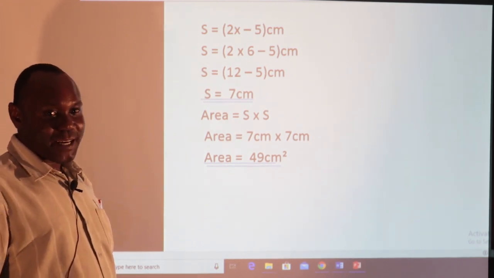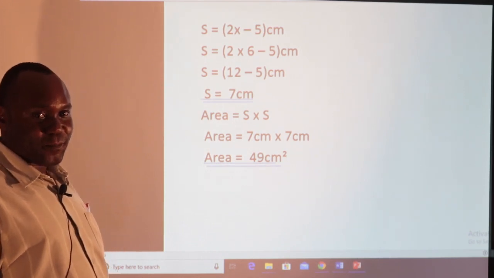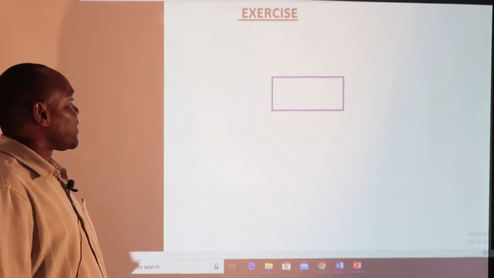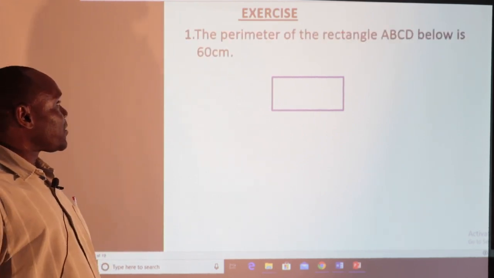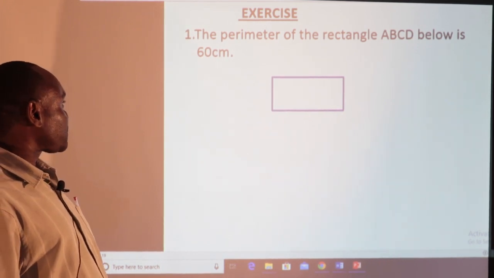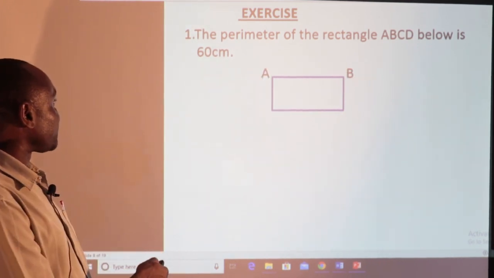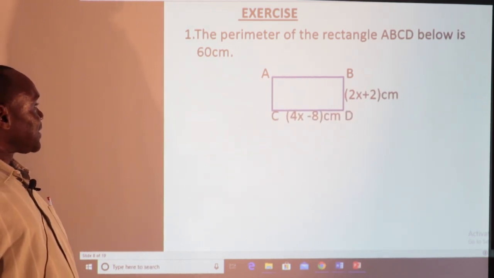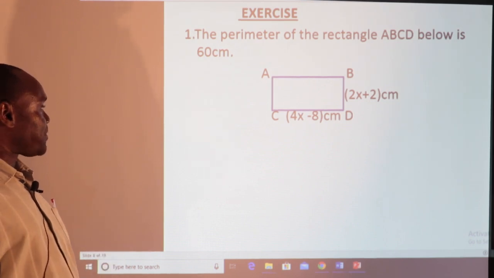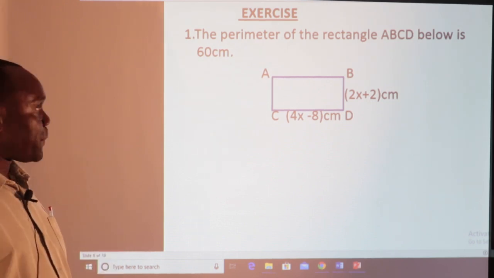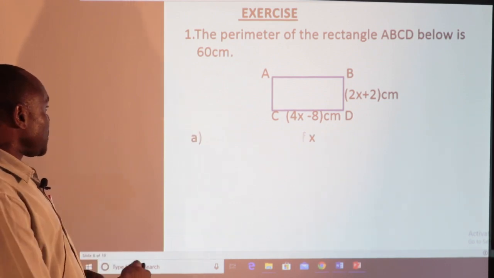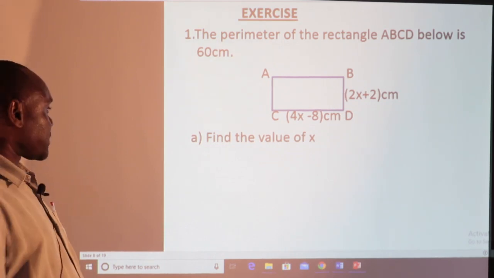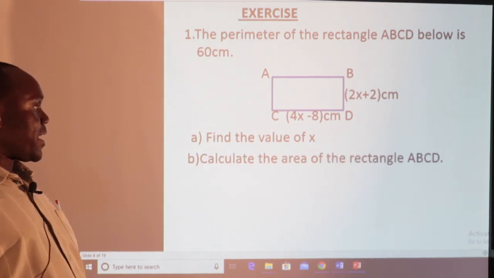You know always maths practice makes it perfect. Therefore, I'm going to give you exercise. So we have number 1, the perimeter of the rectangle ABCD below is 60 centimeters. So that's our figure. The rectangle, you can see it very well. ABCD, the length is 4x minus 8 centimeters. The other 2x plus 2 centimeters, that's the width. Question A, find the value of x. Question B, calculate the area of the rectangle ABCD.